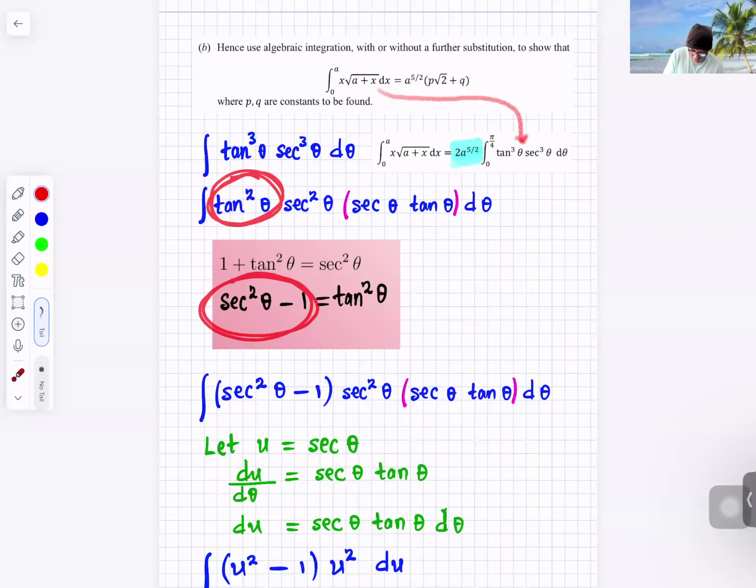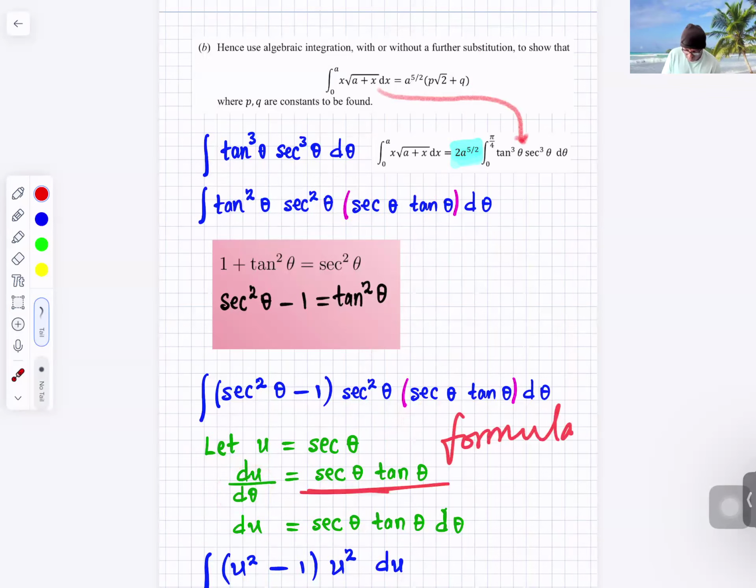Now we can put u to be sec theta, because it says we can use further substitution. U to be sec theta. Du over d theta is sec theta tan theta. You can get that in the formula book as well, the differential of sec theta. Now we take d theta to that side, and du is sec theta tan theta d theta.